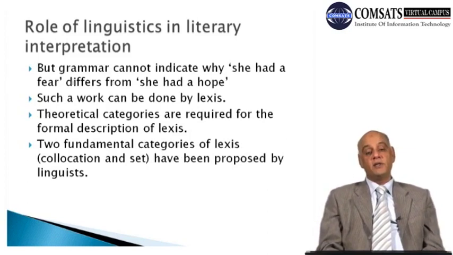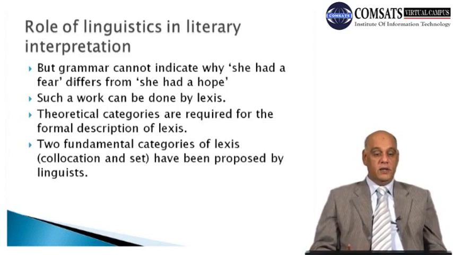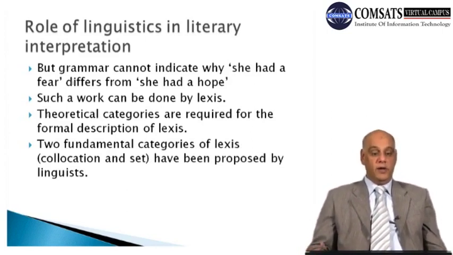But here there is a limitation. Grammar cannot indicate why she had a fear differs from she had a hope. Two different words are being used, fear being replaced with hope. Now these are two different words contextually. Their meaning is different. So here grammar doesn't explain. Grammar cannot indicate why you're putting fear in one sentence and hope in the other. This is not the domain of grammar, because grammatically both sentences are correct.